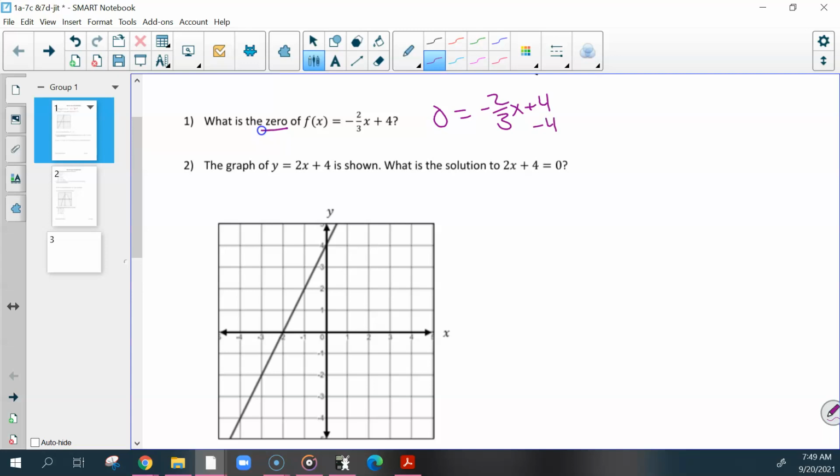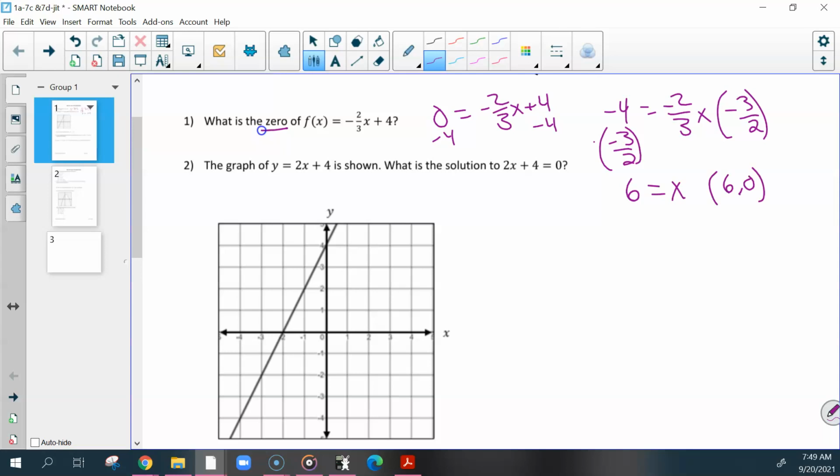Subtract 4 to both sides. Multiply both sides by the reciprocal of this. So then that becomes positive 1. What you do to one side, you have to do to the other. This becomes positive 12 over 2. Questions on number 1?